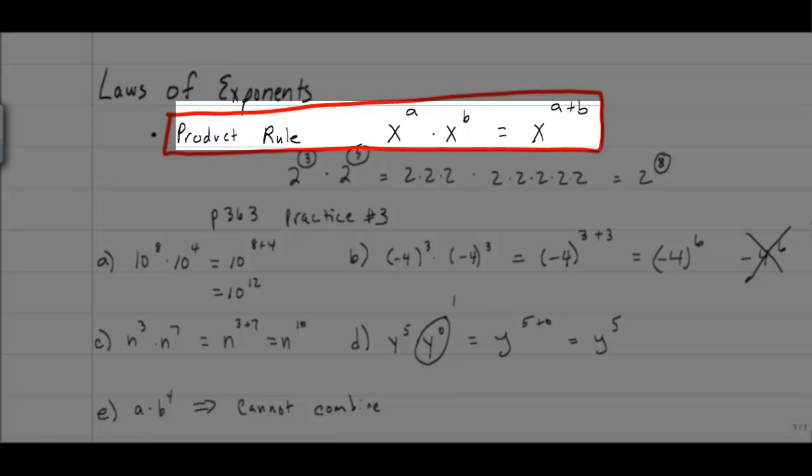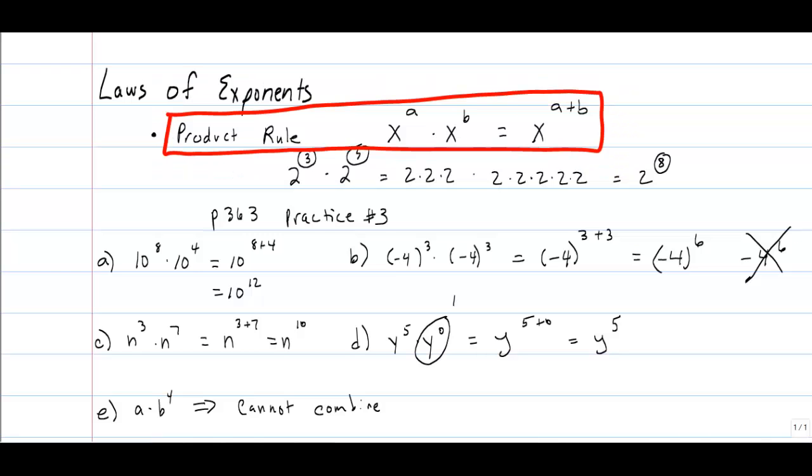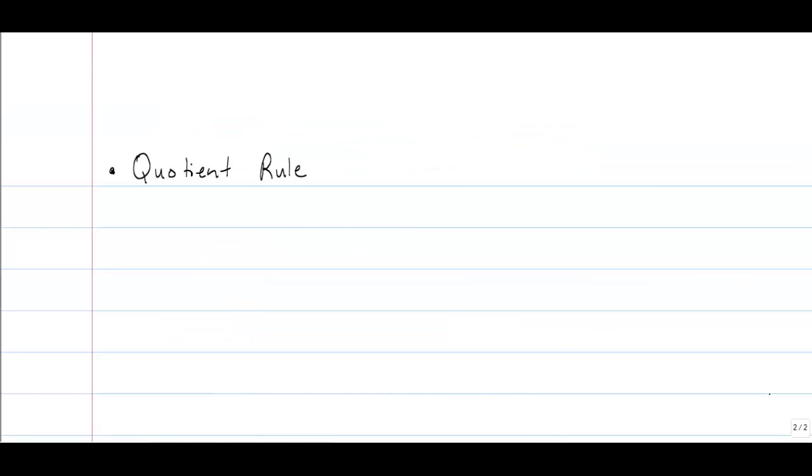If we go back to the product rule, we see that it's x to the a times x to the b. The bases of the exponent must match in order for us to use the product rule. So for problem E, there's nothing we can do. Now we're going to talk about the quotient rule. Instead of multiplying two numbers together with exponents, we want to know what happens when we do a division, that is x to the a divided by x to the b.